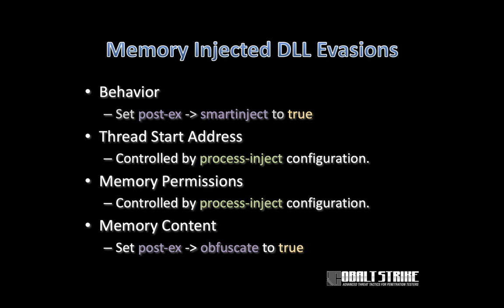The thread start address and memory permissions of your post-exploitation DLLs are controlled by the process-inject block in your Malleable C2 profile. As far as memory content, set postex obfuscate to true. And this will enable some basic obfuscations of your post-exploitation DLL content.